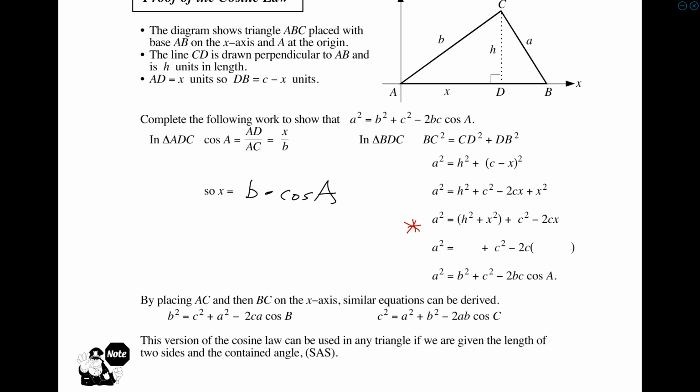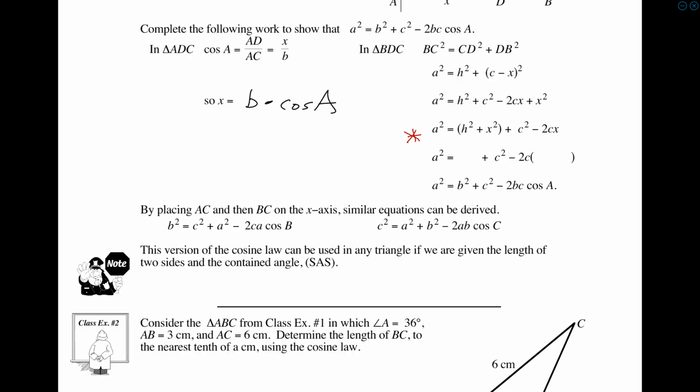Okay, sure. So moving on to how we use this. Now, where is this useful? This is basically useful if we're looking for a side, given two sides and the contained angle. If you remember your laws of congruency, if you know two sides and the angle inside, you can prove triangles are congruent. Cosine law is really useful in a case like this.